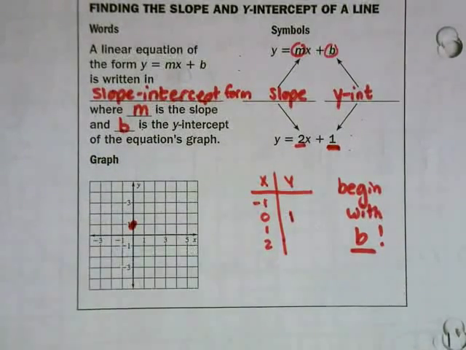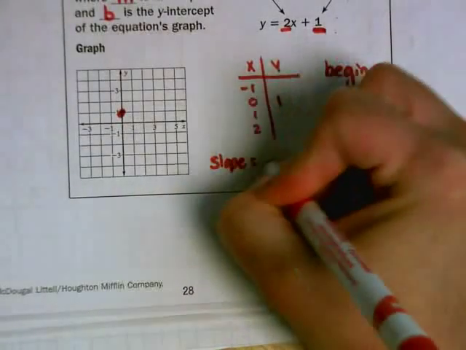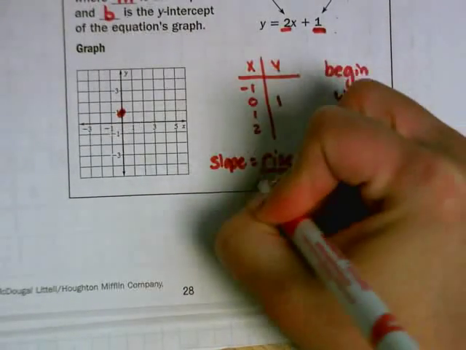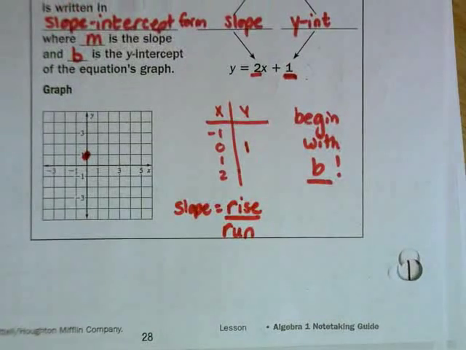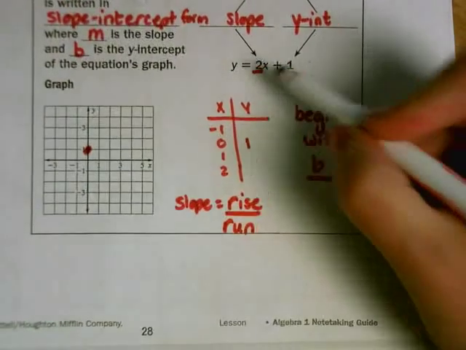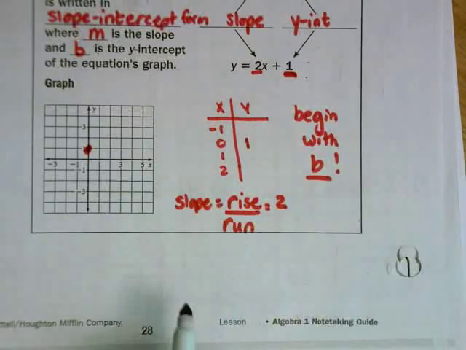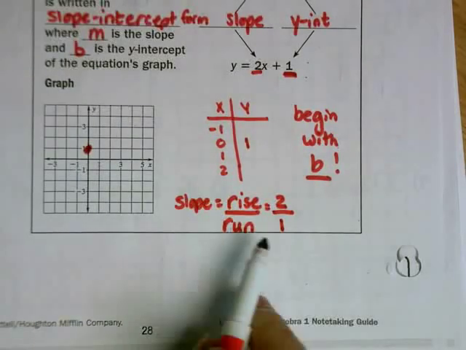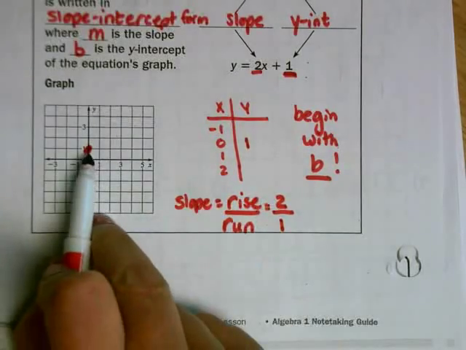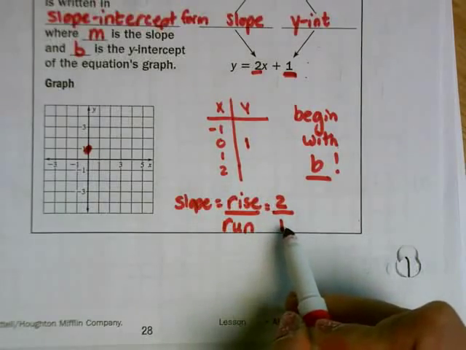We know that the slope is the rise over the run, or change in y over change in x, all the ways we've talked about slope. So this particular slope is 2. How do we make that a fraction so we can see a rise over run? We'd make it 2 over 1. So that means that from any point on this line, I can rise 2 and run to the right 1, and I'm going to hit that line again.